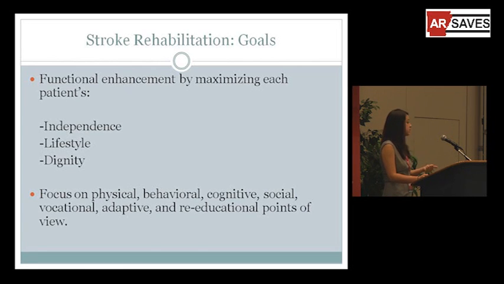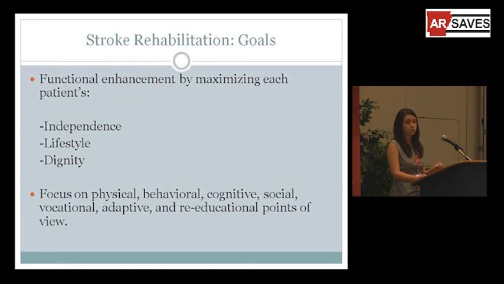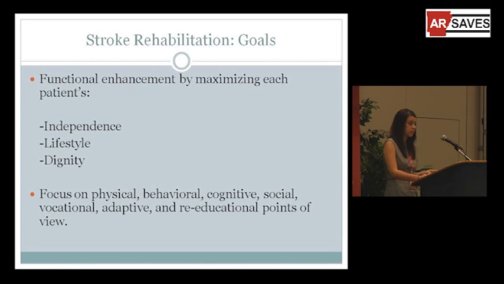We need to focus on physical, behavioral, cognitive, social, vocational, what they did prior to this for a living, anything we need to do to provide them adaptive equipment to reach those functional goals, and then re-education of the patient and family on current level of function and expected level of function after the rehab process.